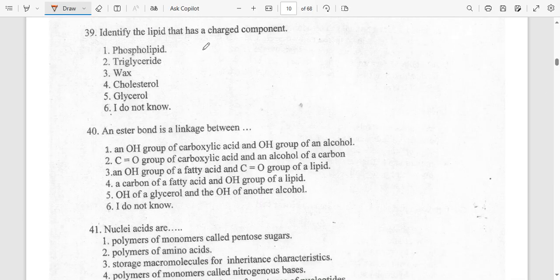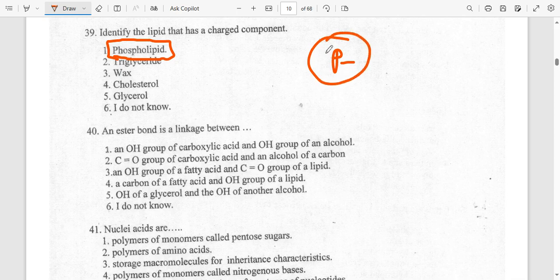Identify the lipid that has got a charged component. So, the lipid with a charged component is a phospholipid. A phospholipid has got a phosphate in it, and that phosphate is negatively charged. That's the uncharged component. Are you still able to see my screen?